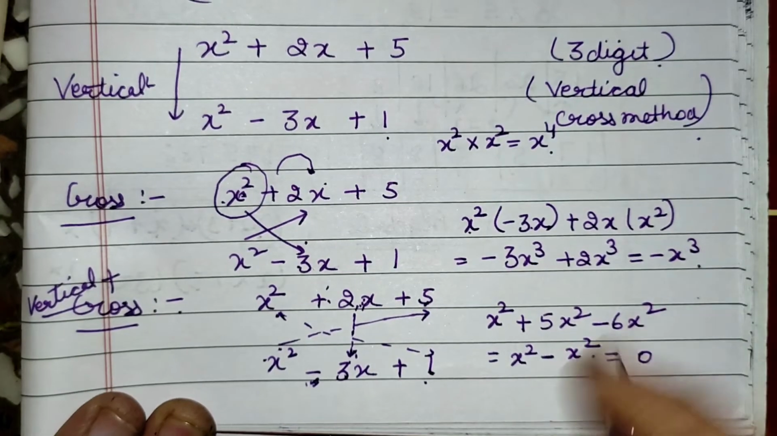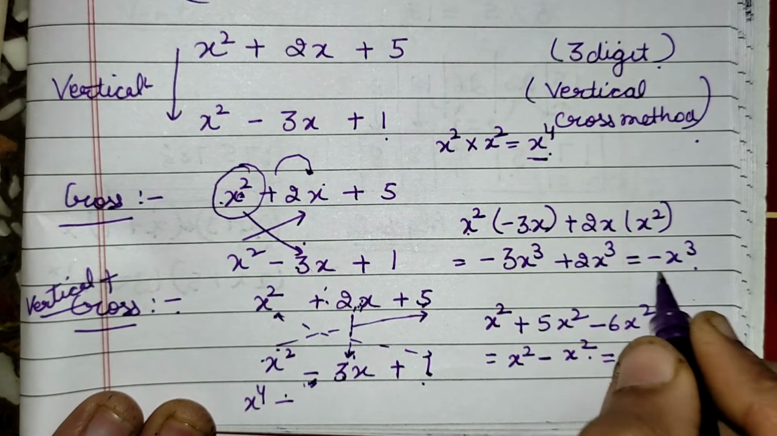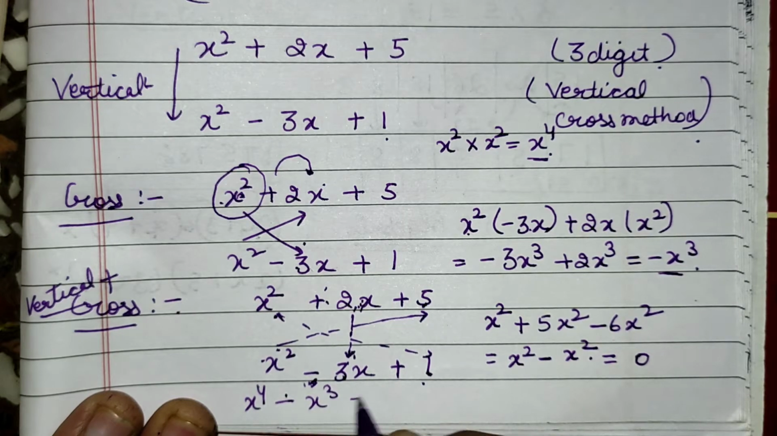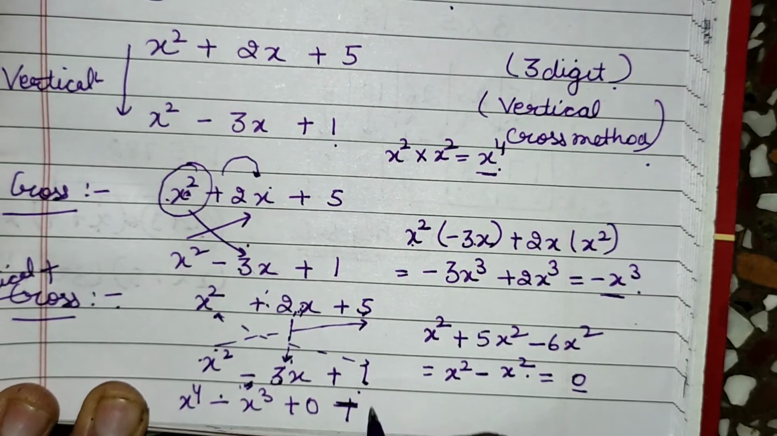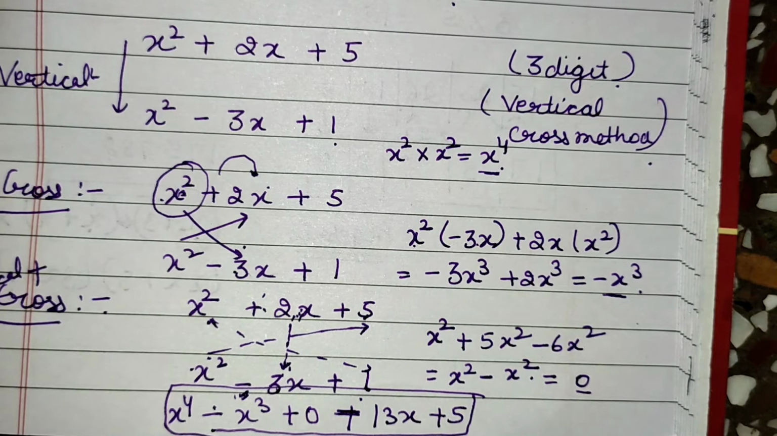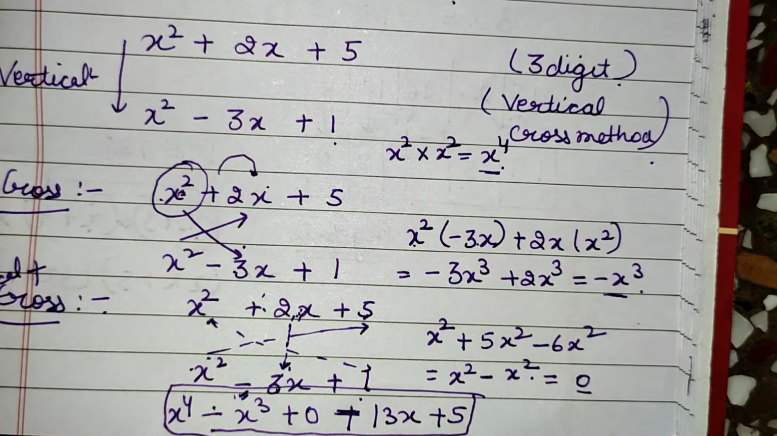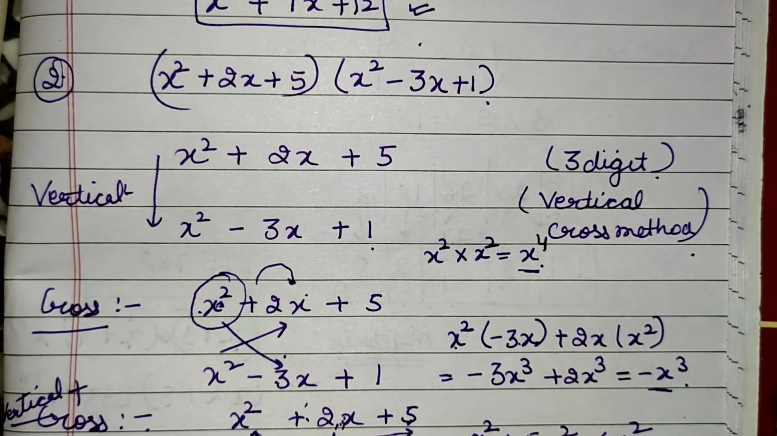My answer will be what? This is my first digit x power 4, this is my second x cube, this is my third, which means 0, this is my fourth, minus 13x, and this is my 5. So this is going to be my final answer. Okay, so you can use this method for solving any algebraic expression with any degree.